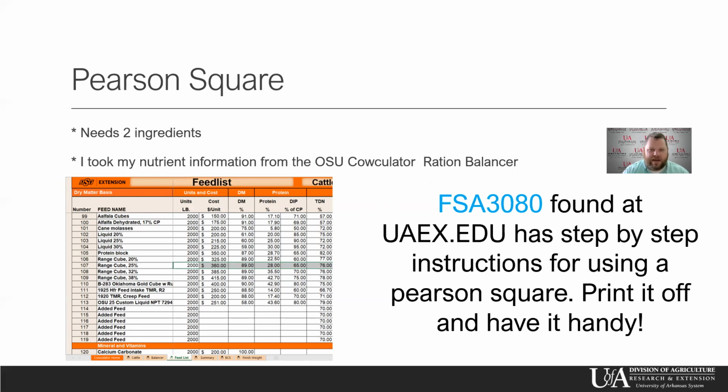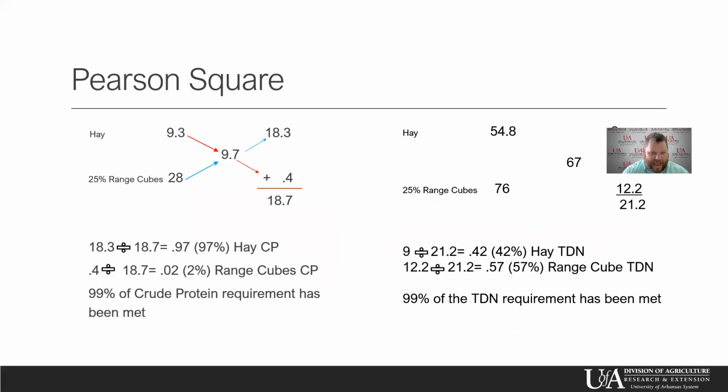For the Pearson Square, we need at least 2 ingredients. And we have 2 ingredients today. We have hay, and we're going to use range cubes, okay? To set this up, in the middle is our requirement. So this one is for crude protein. We needed 9.7% crude protein. Our hay provided 9.3, and our range cubes provide 28%.